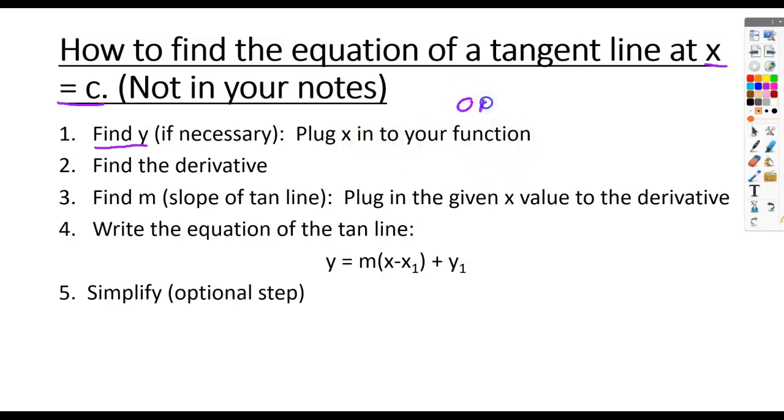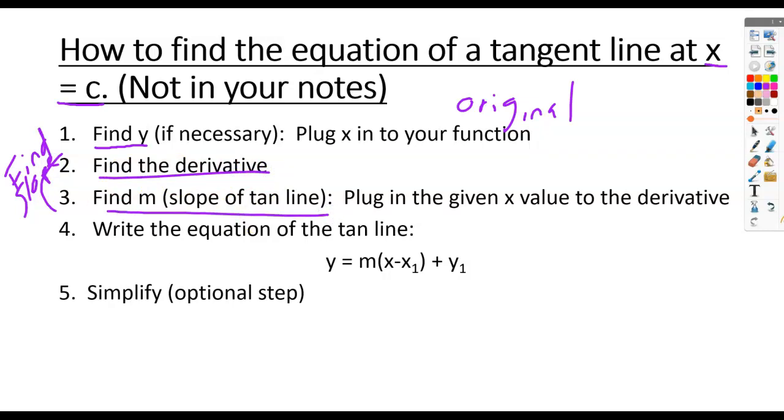I'm going to write the word original here. Not the derivative function, but the original function. So plug the x value into your original function. That'll tell you the y value. The next thing we want to do is start finding the m value. To do that, the first thing you've got to do is find the derivative of your function. And then you're going to find the slope by plugging x into the derivative this time. So if you plug x into the original function, you get the y value. But if you plug x into the derivative, you get the slope of your tangent line, the instantaneous rate of change of the function at that point.